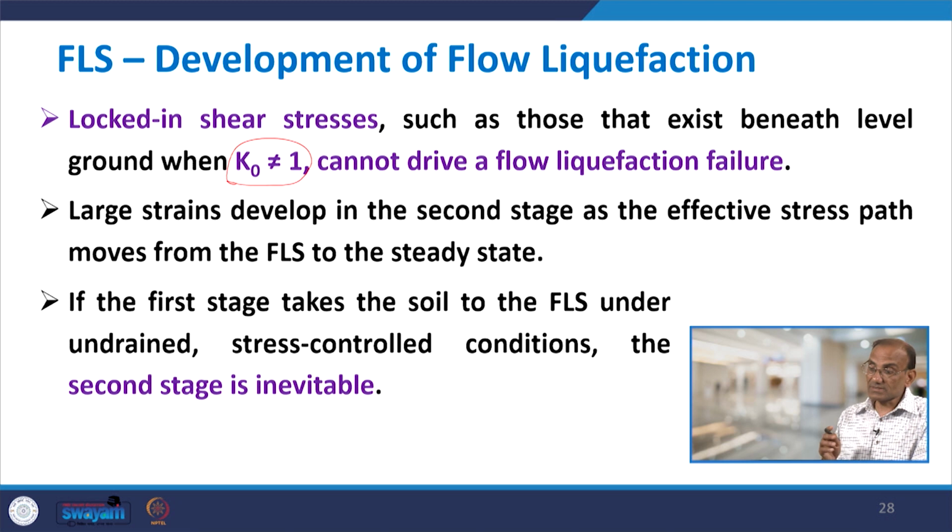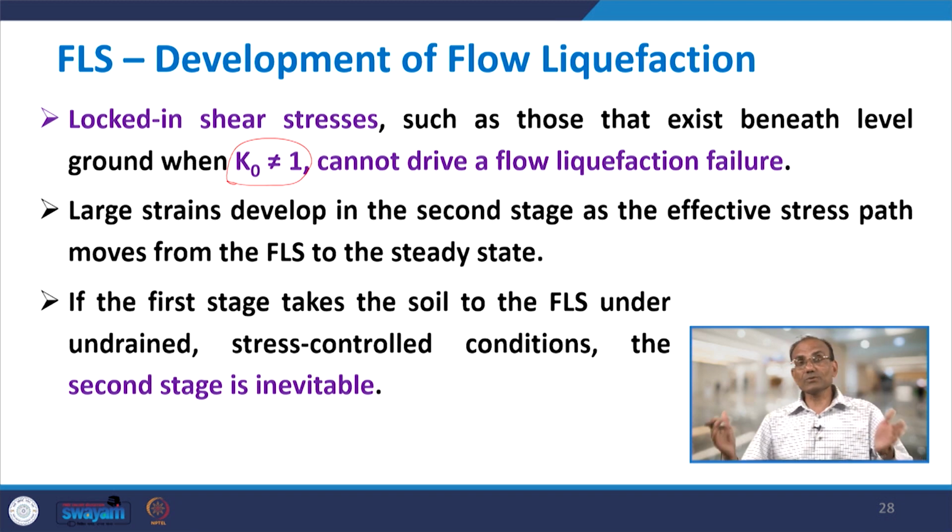These stresses can drive what we call cyclic mobility, but will not lead to flow liquefaction failure. Large strains develop in the second stage as the effective stress path moves from the FLS to the steady state. The first stage takes the soil to the FLS under undrained stress control condition. Once the first stage takes you to the FLS, then the second stage is inevitable. That means it is going to happen.